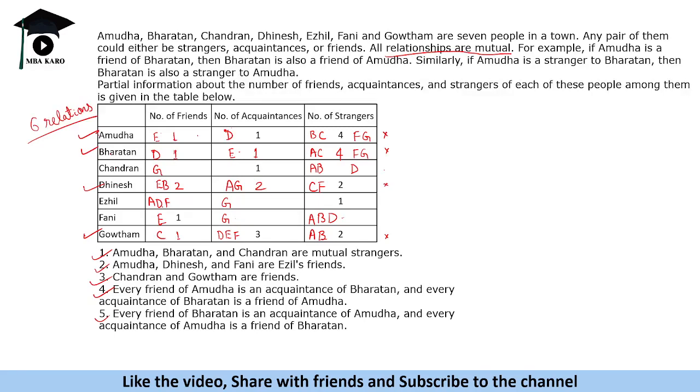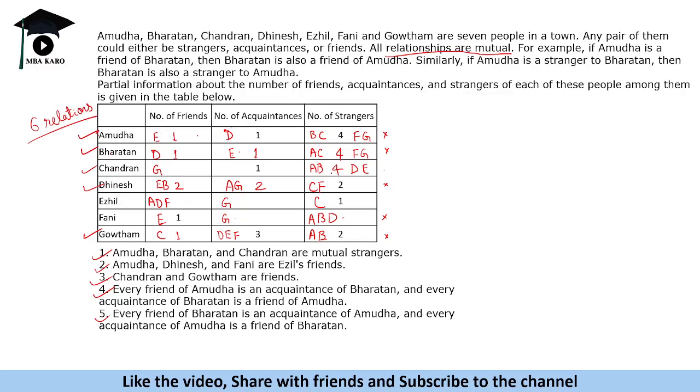We have Chandran left, and Fani is a friend. So for Azil only one relationship is left, which is stranger. These are already filled, so Azil cannot be a stranger to any of these. So Azil is a stranger to Chandran. So Chandran has Azil as a stranger, so this is also done. So we are done with Chandran also.